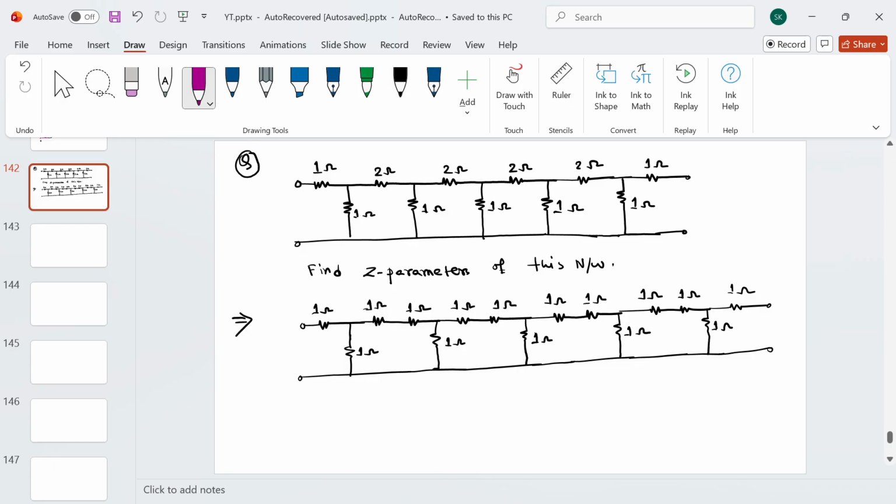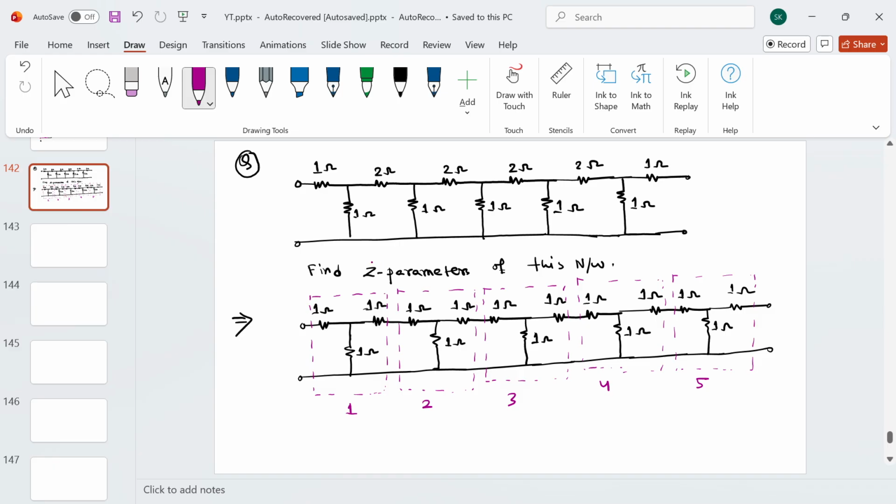If you see this network, you can deal with this as a separate network, and this as a separate network. You can say you have T networks that are connected in cascade. So it has many T networks, and all the T networks are connected in cascade. T network 1, 2, 3, 4, 5. You have 5 T networks connected in cascade.